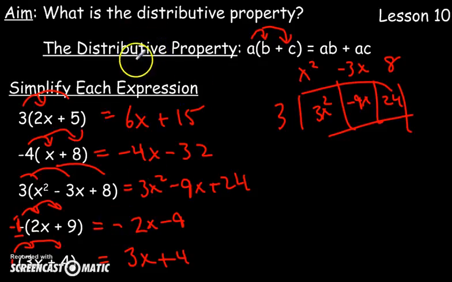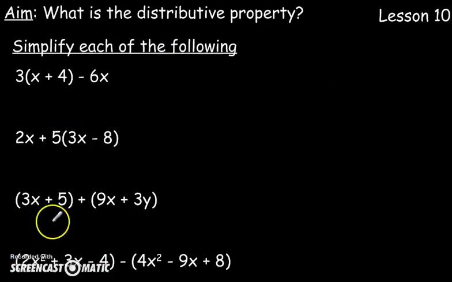Alright, so let's take a look at a few more examples. These are a combination of different things. We're going to be combining like terms and distributing. Now, the order of operations says that multiplication comes before addition and subtraction, which is what combining like terms is, so we're going to distribute first.